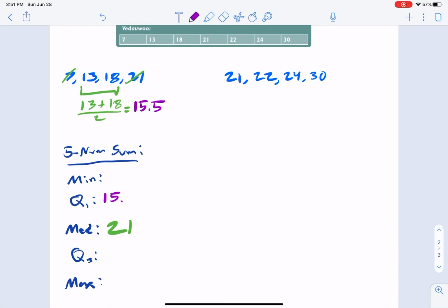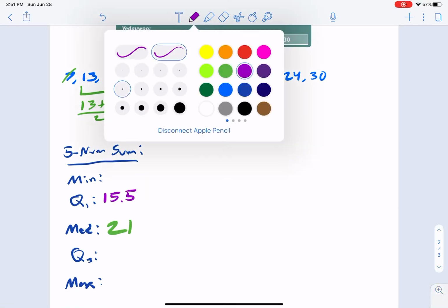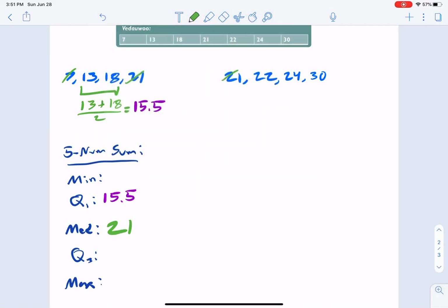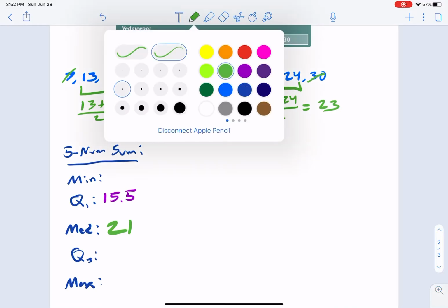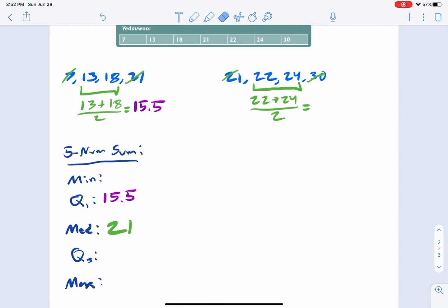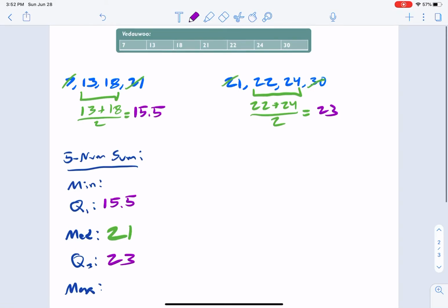All right. And then same thing, same deal over here, where we whittle away. We grab these two, right? Because that's all we're left with. 22 plus 24 divided by 2. I already know this. That's going to be 23. And I will double check it just in case. But that is simple enough. 23. Okay, cool. No doubt.